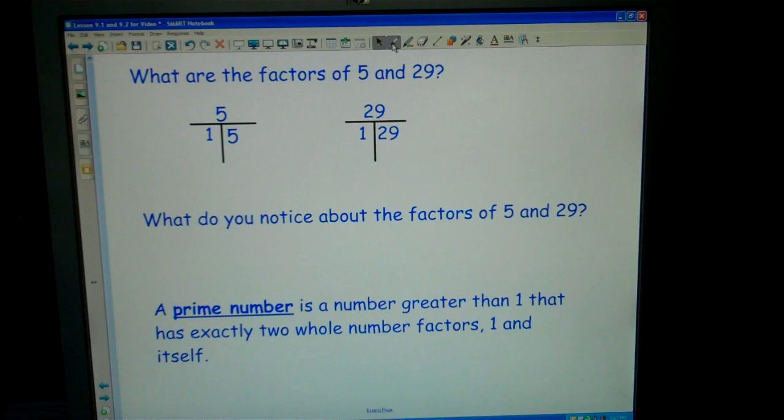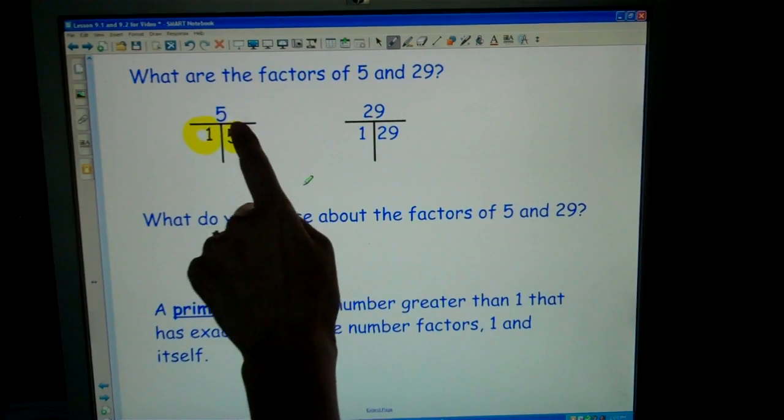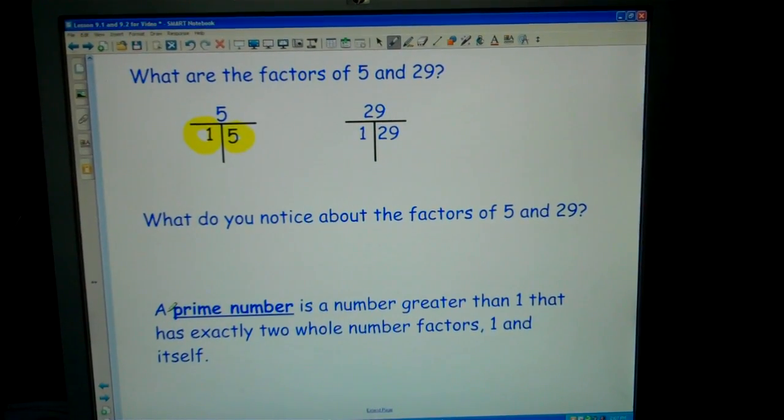Okay? Well, there's a special name for that. If only the number 1 and the number itself, if those are the only two numbers that go into this number evenly, then it's called a prime number. Okay? It's prime. The only numbers that go into it are 1 and itself. It has no other numbers.